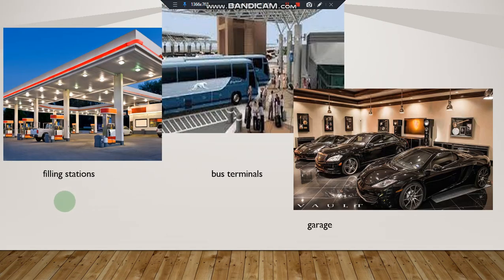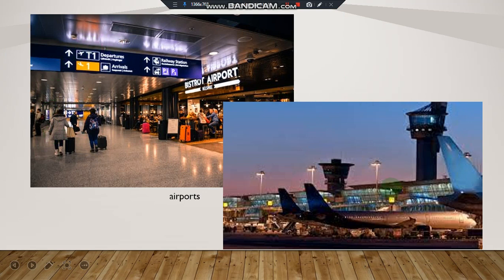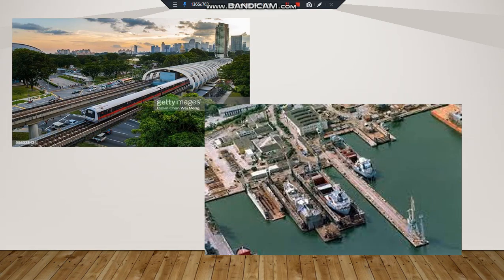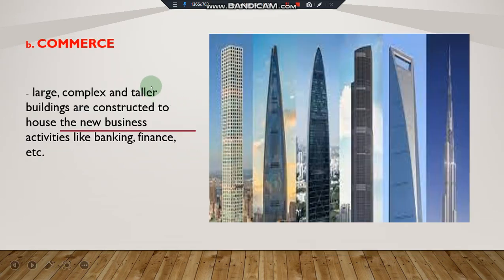So, a good example of that one, ito yung ating mga pictures and representation of the filling stations, example. Then, bus terminals, the garage, then airports, of course, airports. So, yan, nagkaroon na tayo niyan because of the presence of the transportation, different types of transportation. The MRT, or the railway projects, the docking facilities, yung mga large ships, then commerce.